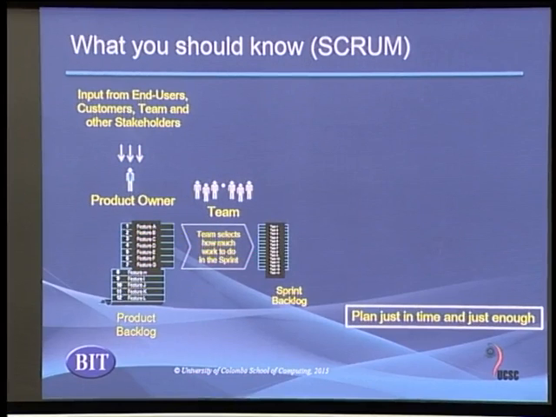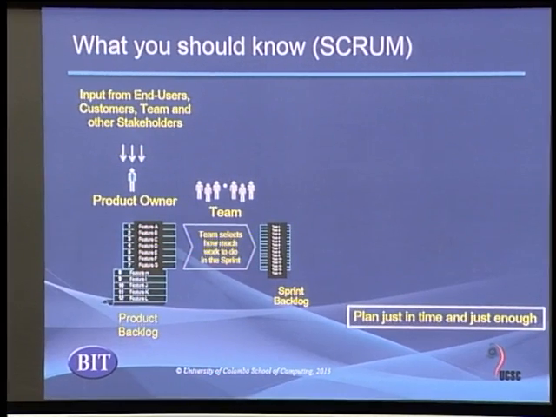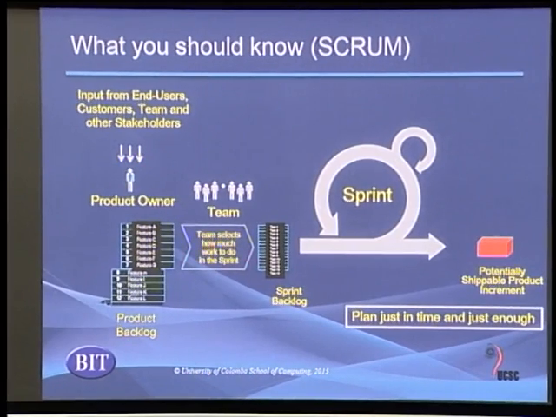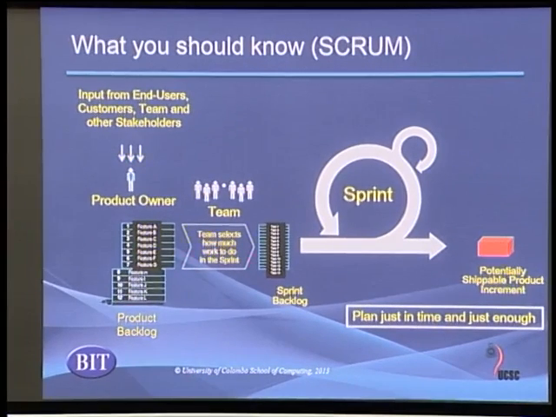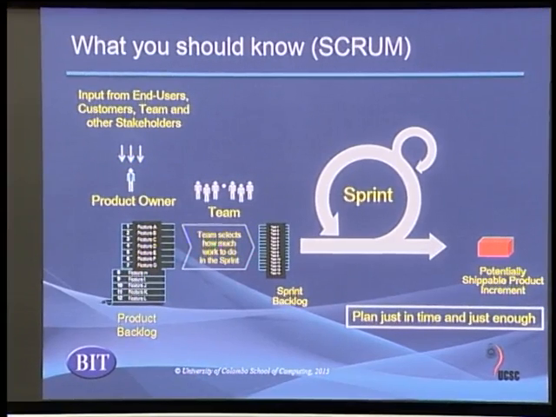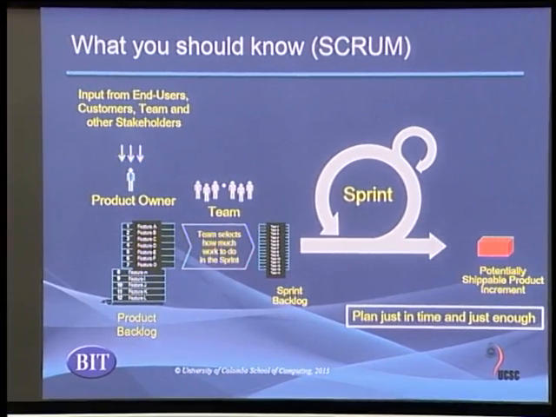And then the Scrum team gets together, discusses and selects the tasks from the product backlog that they will be developing in each sprint. So you should be able to explain the role of the team in this session, and then those selected tasks will be forwarded to another backlog called the sprint backlog, and then the sprint will happen.